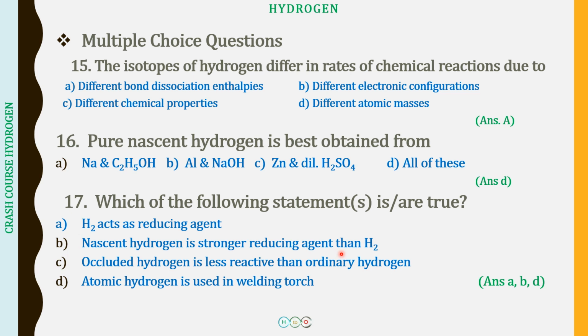This is also correct. Occluded hydrogen is more reactive than ordinary hydrogen. The most reactive of the four, I would say, is atomic hydrogen. Then we have nascent hydrogen, then occluded hydrogen, and the least reactive of them is molecular hydrogen, that is dihydrogen, as far as the reactivity is concerned.